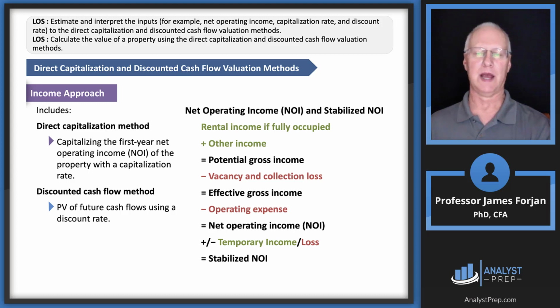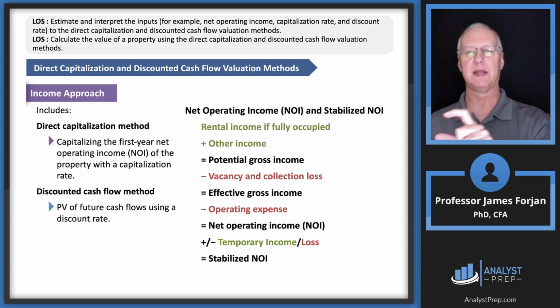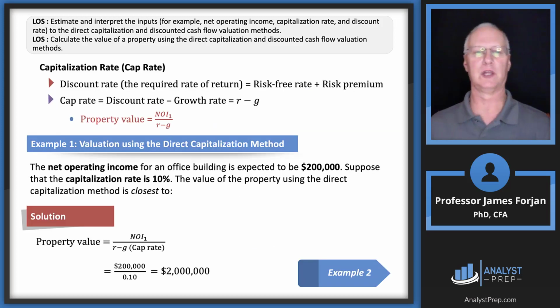And then, of course, we might have some transitory or temporary gains or losses that we'll have to throw in there, and that will give us what the reading calls stabilized net operating income. Now, under this direct capitalization method, what we're going to do is estimate that for the first year. Under the discounted cash flow method, we're going to estimate it for each year during the holding period. So let's go ahead and work through just some super quick examples here.